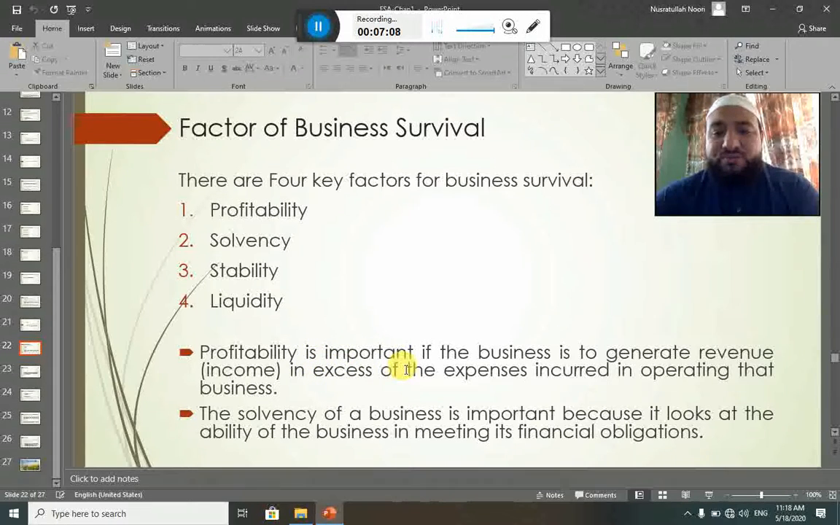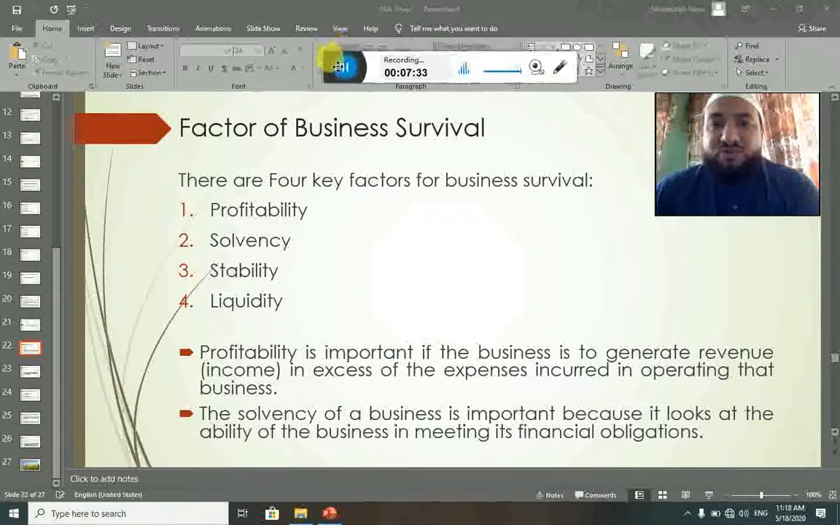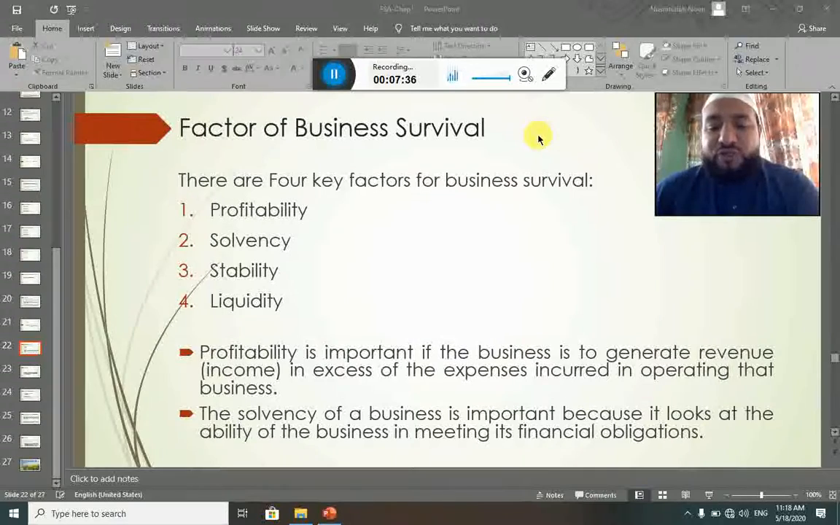Profitability is important if a business is to generate revenue in excess of the expenses incurred in operating that business. We have to find out the profitability because it's very important. We need to know whether a business is generating enough profit so it can cover all the expenses of the business, and also there is something remaining for the owner's pocket as well, right? So to find this out, we call this profitability, and it's very important to know.